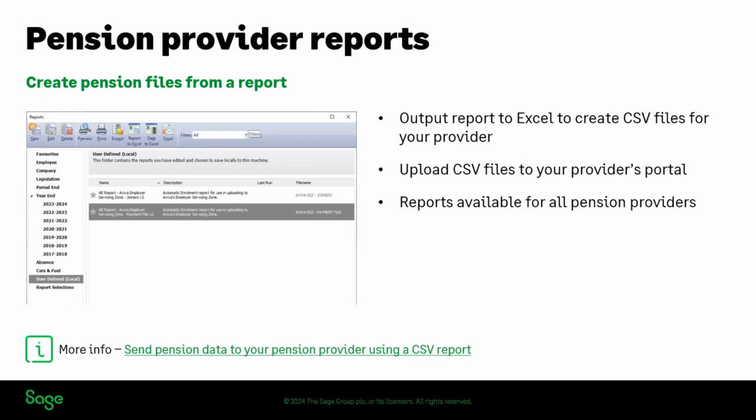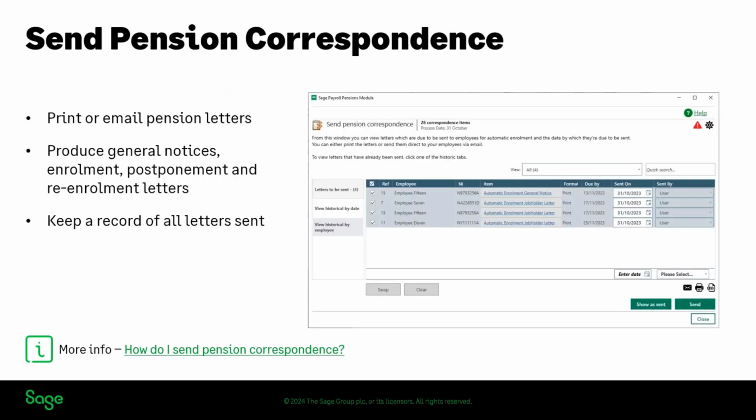And for all other providers, as part of the pensions module, you get access to bespoke reports that can be used to create CSV files that you can upload to your provider's portal. So exclusive to our pensions module subscribers, you get access to that library of reports. You can download the ones that you need. Finally, you saw this briefly in the demo. Sending pension correspondence allows you to track communications with your employees, keeps track of due dates. You record when they were sent and who sent the letter. And that gives you that full audit trail of the information.